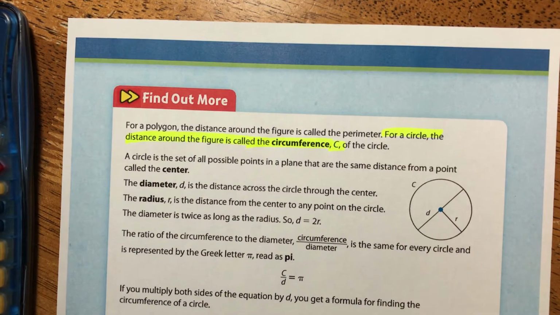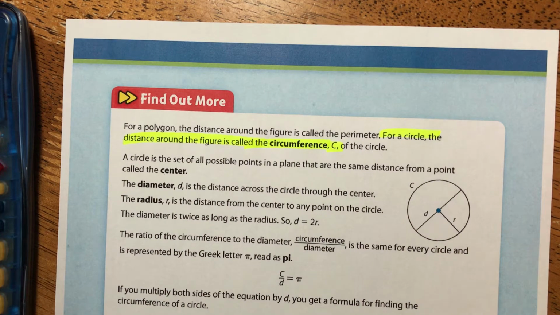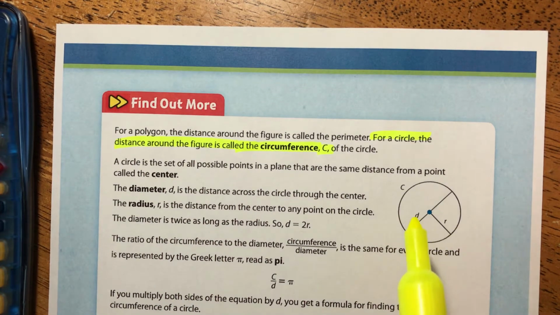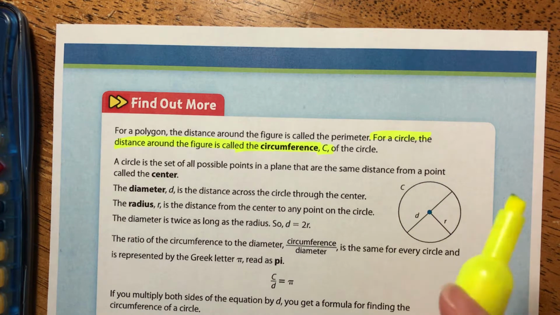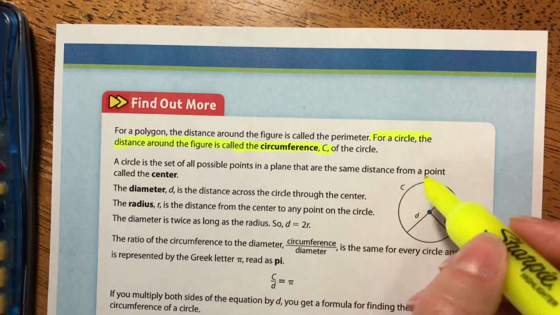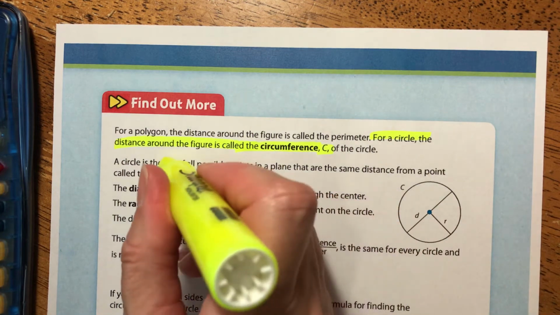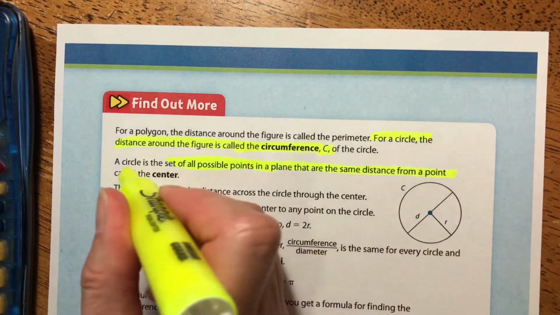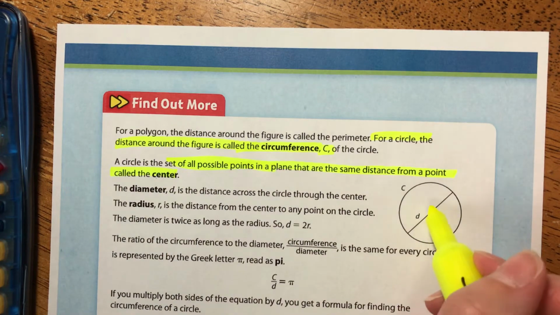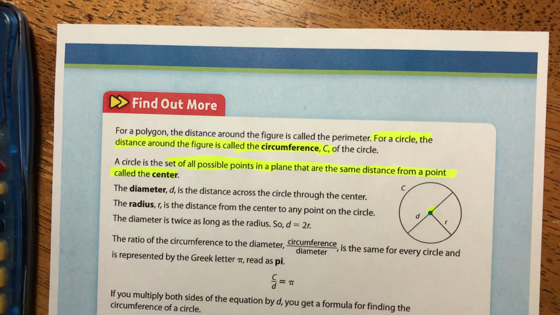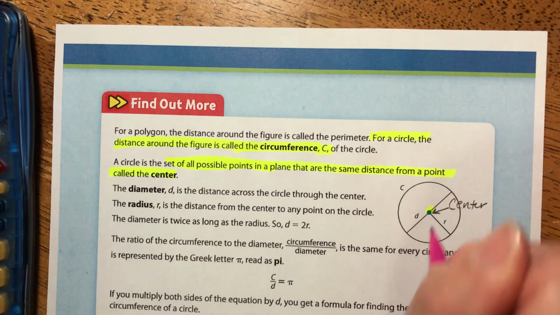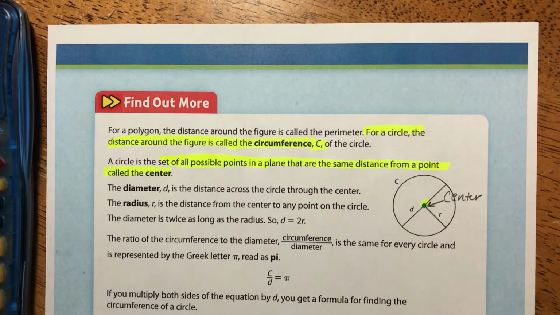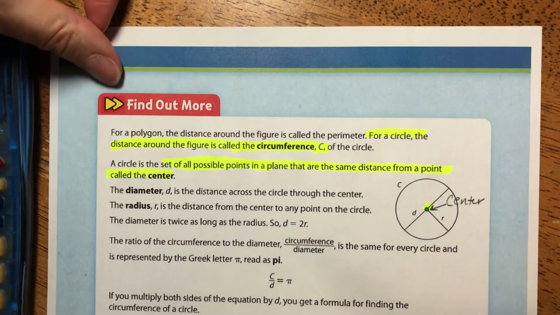A circle is a set of all possible points in a plane that have the same distance from a point called the center. So this is not a difficult concept. The center is the point, and they're all going to be the same distance from it. If you want to highlight it, that's your center. Actually, you know what we should do? We'll just label it center. That's the center.